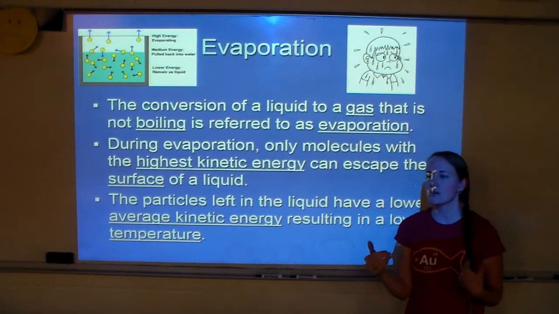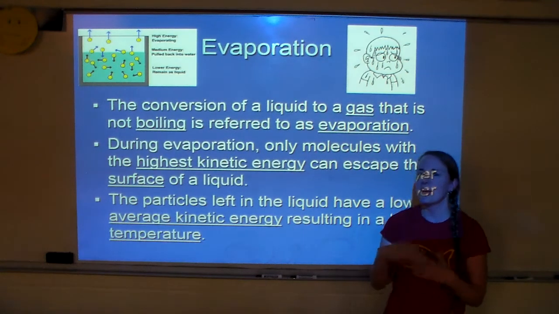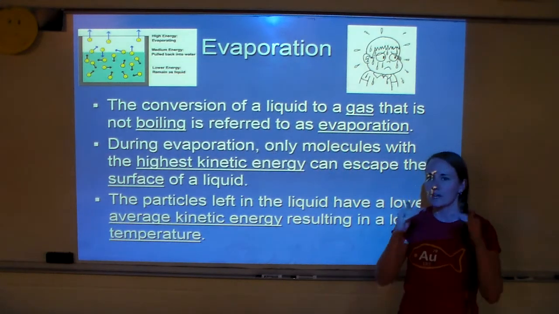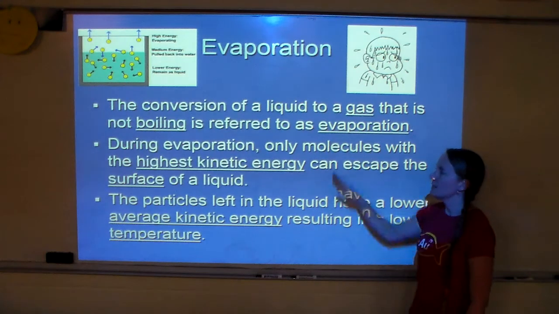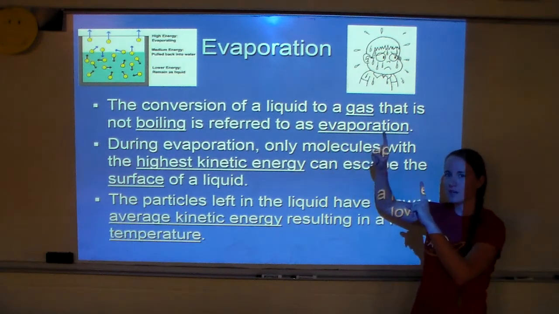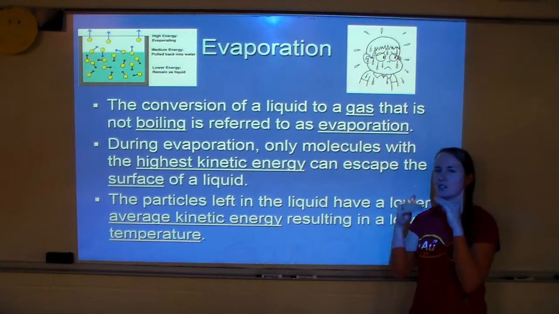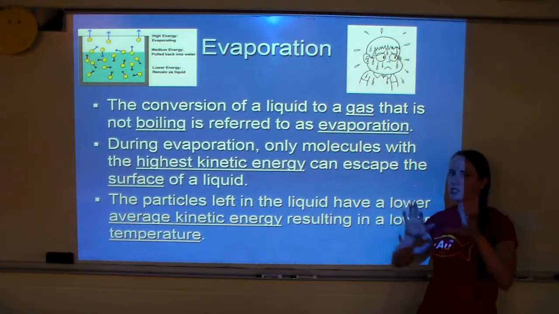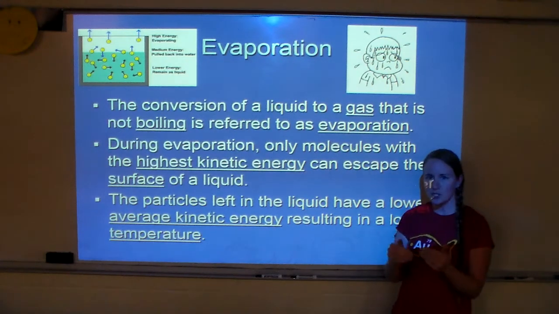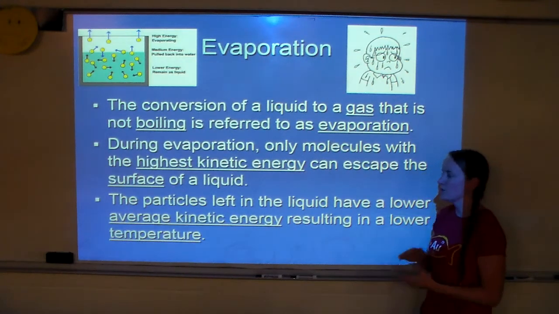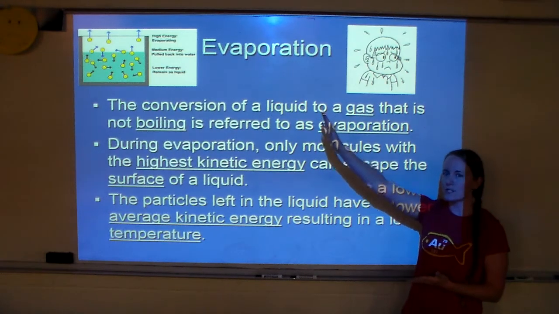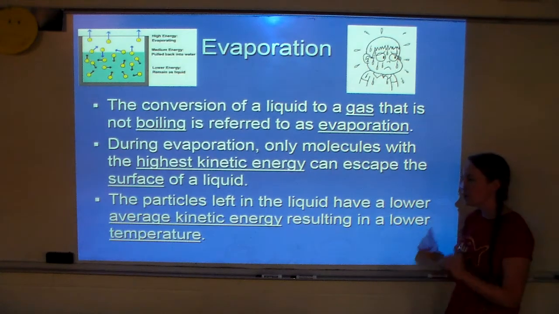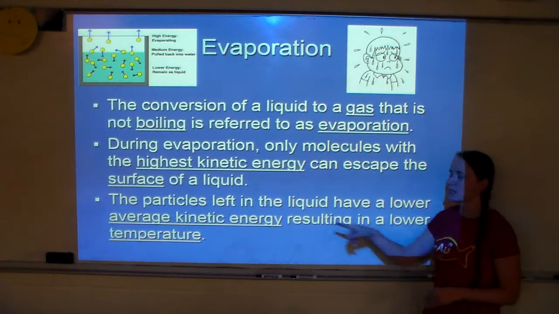It's kind of like if y'all took a placement test. The ones of you that made the highest would be able to pass on to the next class, and the ones that made the lower grade would stay in this class. Okay, so the fastest particles get to escape and become a gas. And so that leaves who? Well, it leaves the lower kinetic energy particles, or the slower ones. So remember, temperature is based on the speed of the particles. So if the fast ones leave, those are the ones that have the highest temperature. So when you have the slow ones left, those are the ones with the lower temperature. And so it results in a lower temperature.